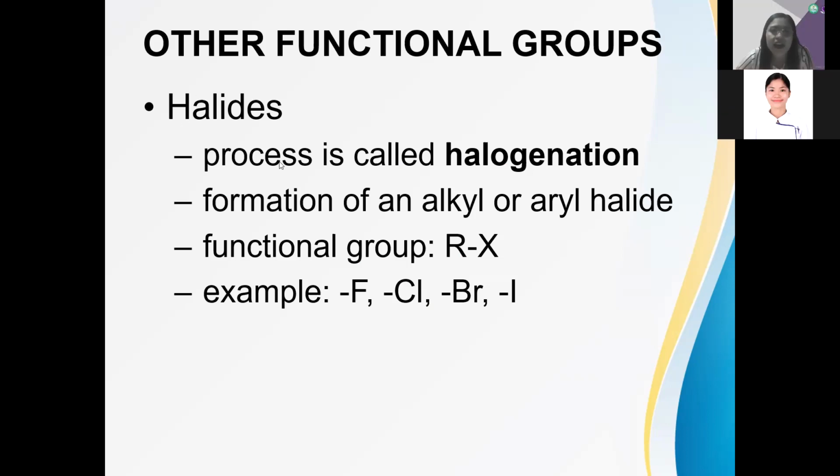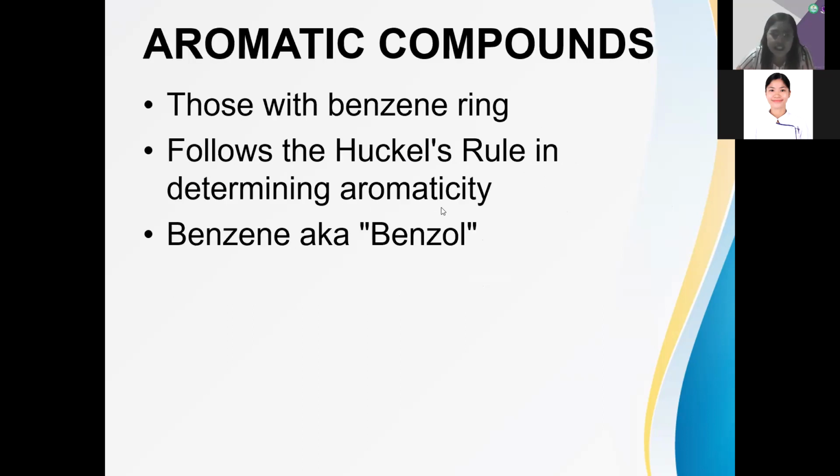So we have other functional groups. We have the halides. The process will still be called halogenation, wherein you will also distribute the halogens to the carbon involved in the triple bond. Okay? So pwedeng fluorine, chlorine, bromine, and iodine yan siya.